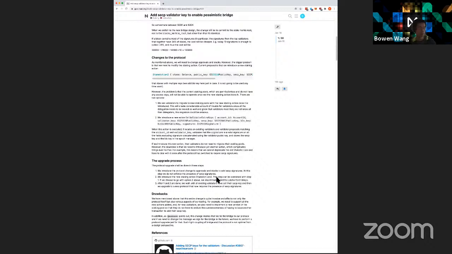Now, after all the validators have registered the sec key in one way or another, depending on how we do it, we basically say, okay, now is the time to turn on the check for sec key signatures, and after that the upgrade is fully finished.